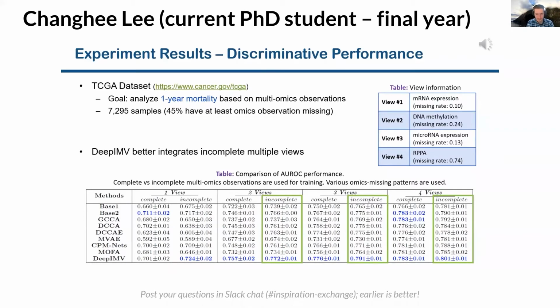We compare our method with a variety of multi-view learning methods ranging from conventional to deep learning approaches. The table below shows that our method better integrates incomplete multi-view observations, providing a better descriptive performance. Especially, the gain was significant when the methods are trained using incomplete multi-view observations and tested using observations from more than a single view.